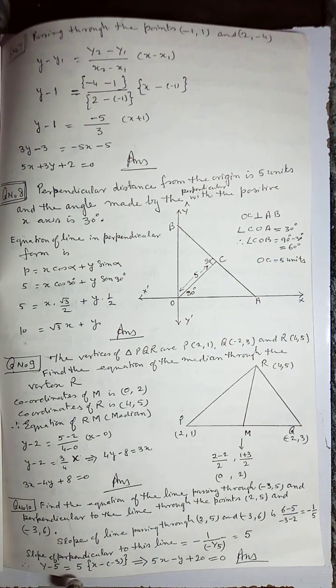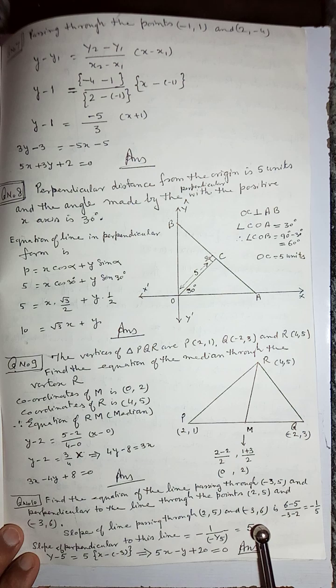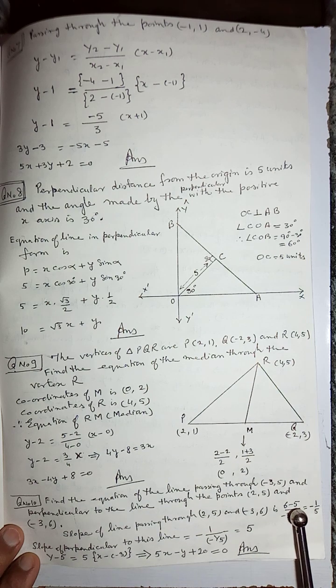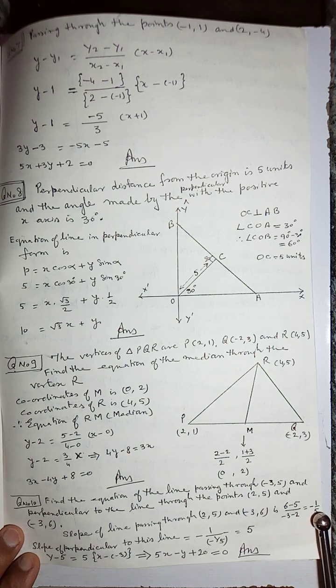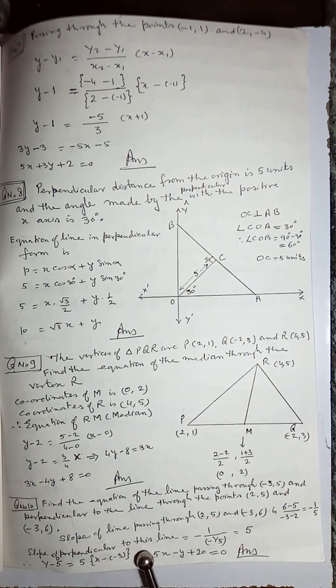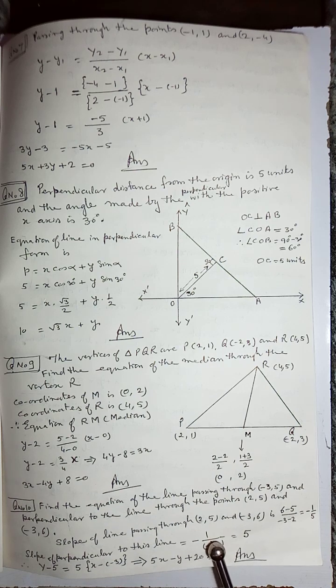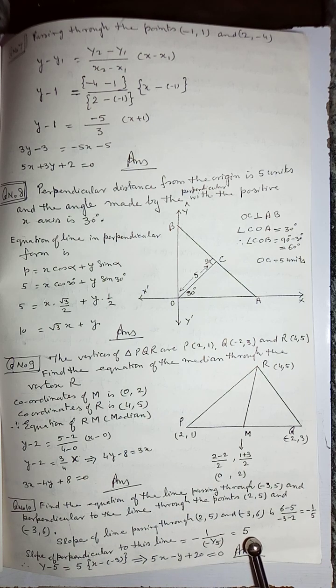You see, we have to find the slope of the line passing through (2, 5) and (-3, 6). So y2 minus y1, that is 6 minus 5, upon -3 minus 2. So ultimately we will get the slope as -1/5. Now the slope of the line perpendicular to this will be the negative reciprocal, that will be -1 upon -1/5. Solve it, you will get 5.